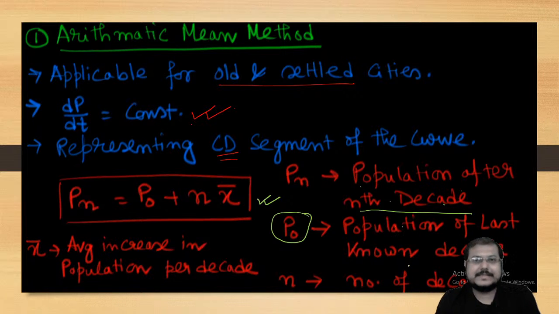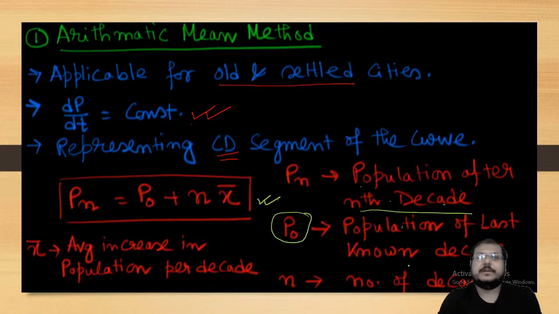It's representing the CD segment of the curve. Statistically it is expressed by the equation Pn is equals to P naught plus n x bar, where x bar is the average increase in population per decade.